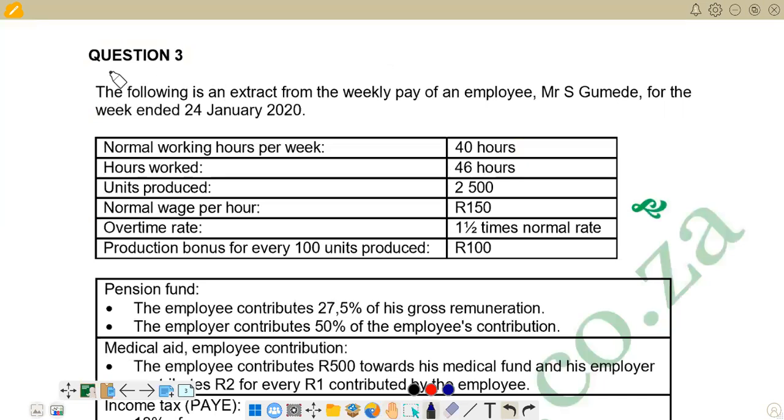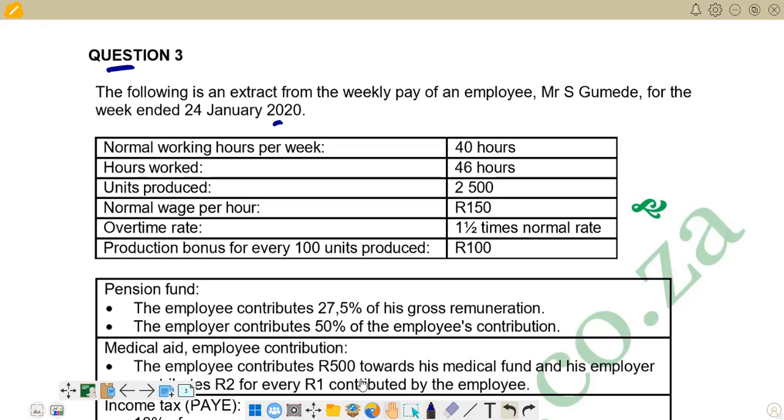This is our question, which is question 3. And the question reads, the following is an extract from the weekly pay of an employee, Ms. S. Gumede, for the week ended 24 January 2020. And we have a table where we have normal hours per week, hours worked, units produced, normal wage per hour, overtime rate, and then we have a production bonus for every 100 units produced. So this is what we have, and also we've got information for pension funds.